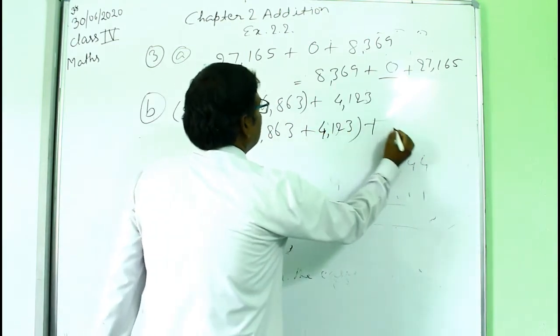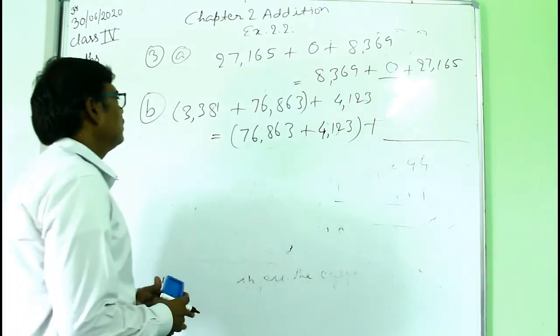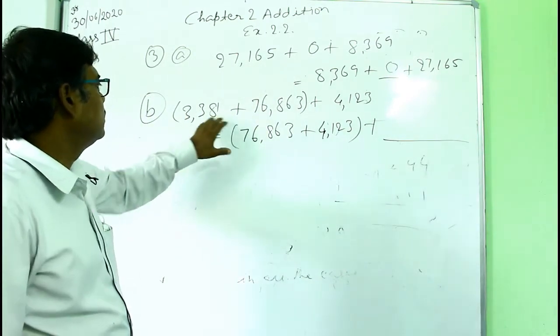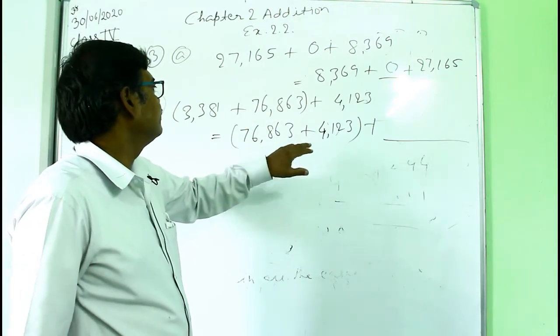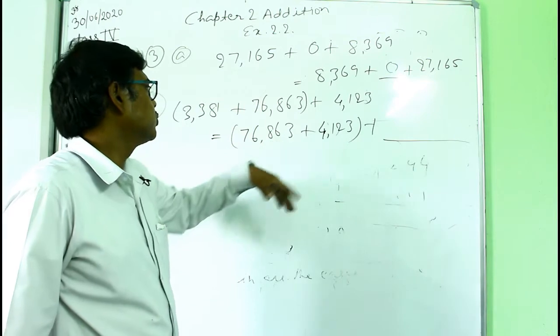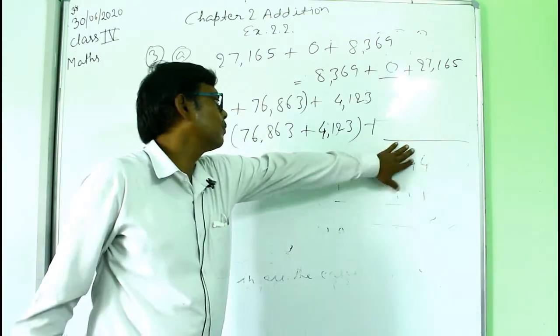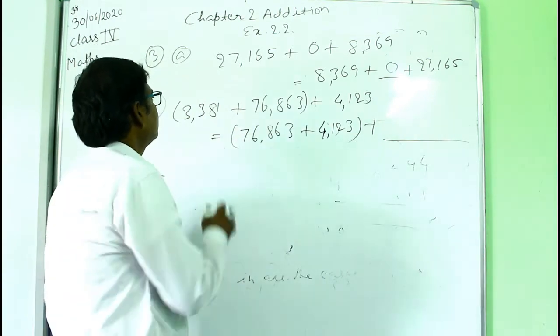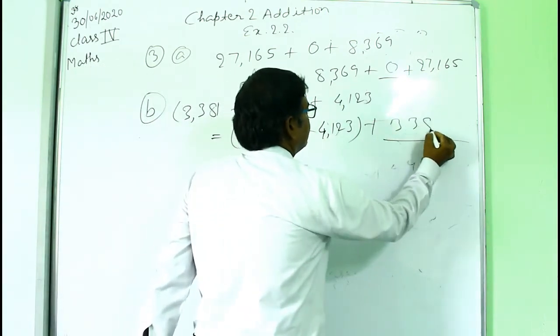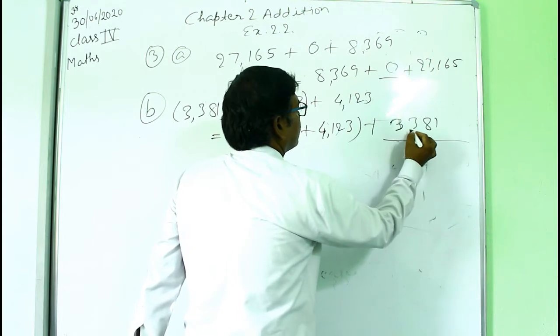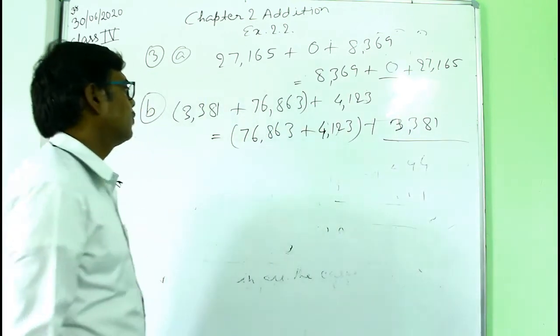Then what is in the blank space? Again on the left hand side, these 2 numbers are grouped, and on the right hand side this number and this number are grouped. So in the third place, this number will be the answer, 3,381. So this is the answer of this question.